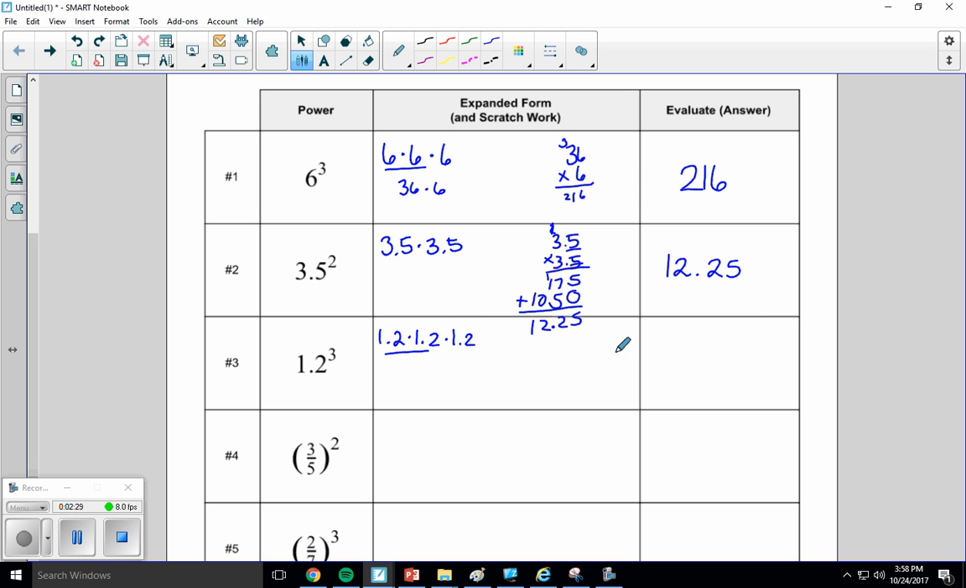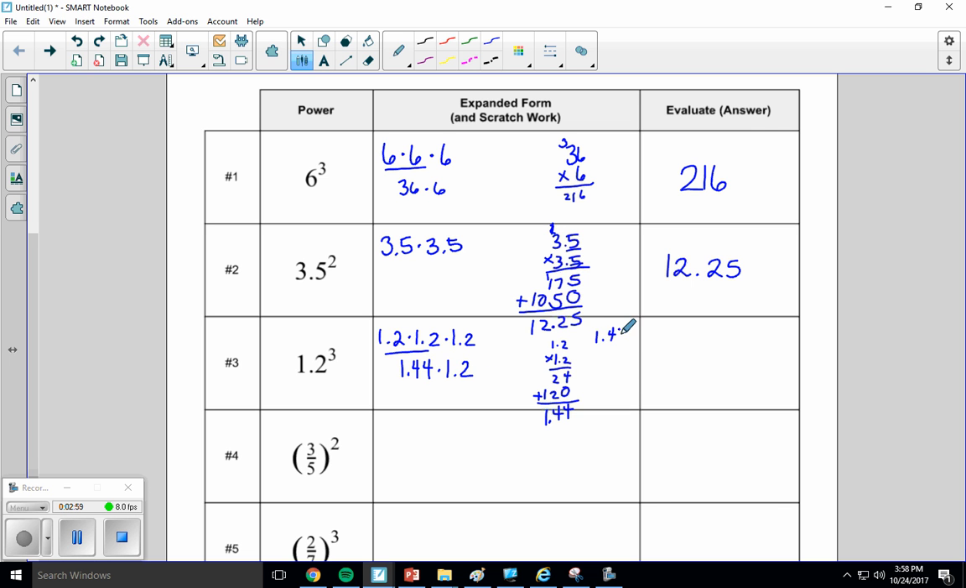Let's work out 1.2 times 1.2. 2 times 2 is 4. 2 times 1 is 2. Your 0 placeholder. 1 times 2 is 2. 1 times 1 is 1. Add up everything. Make sure to have 2 decimal places. We're still not finished. We still need to do 1.44 times 1.2.